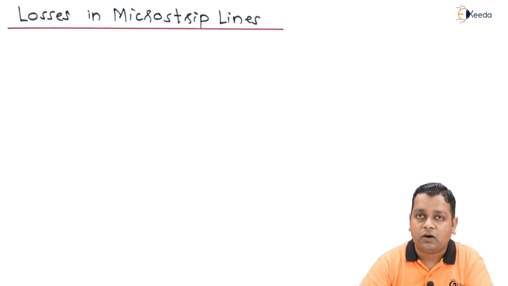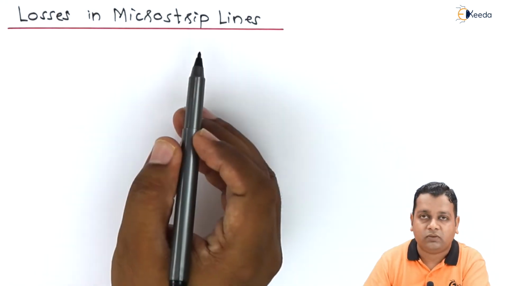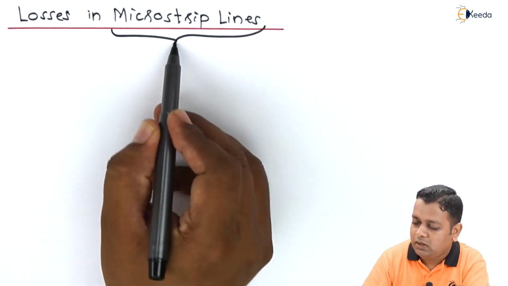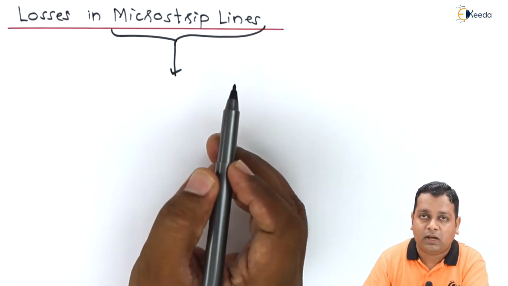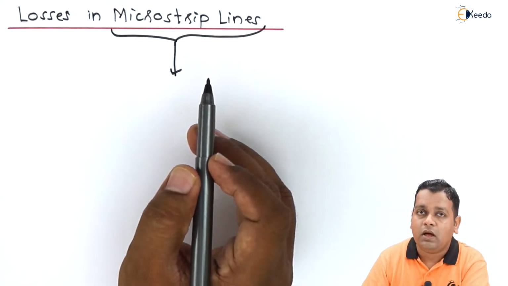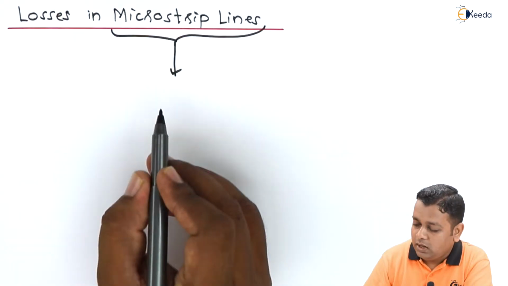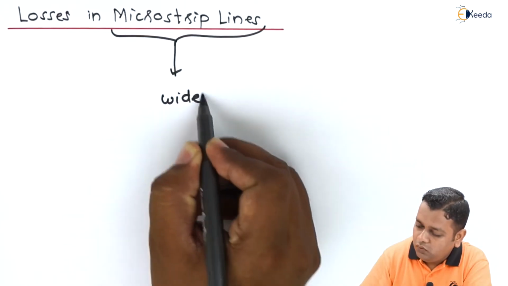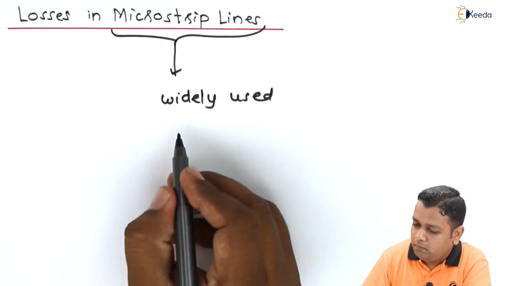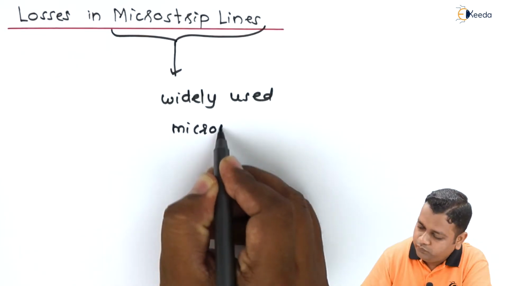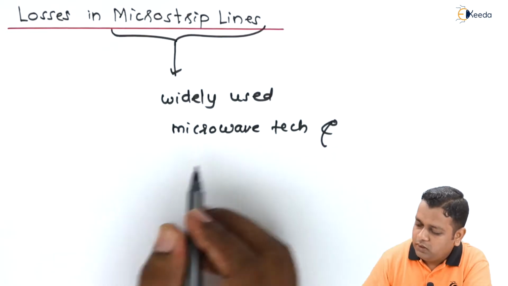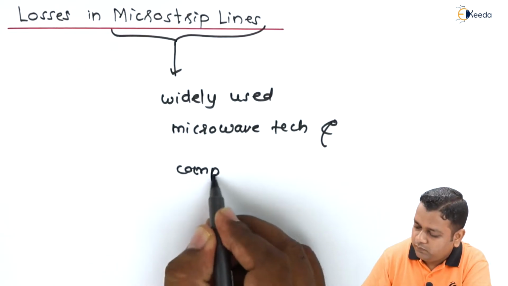So here we start with our topic, losses in microstrip line. I hope that we are now very well familiar with what exactly microstrip lines are. Microstrip lines are the transmission lines for the microwave signal. Now these are widely used in both microwave technology as well as computer technology.